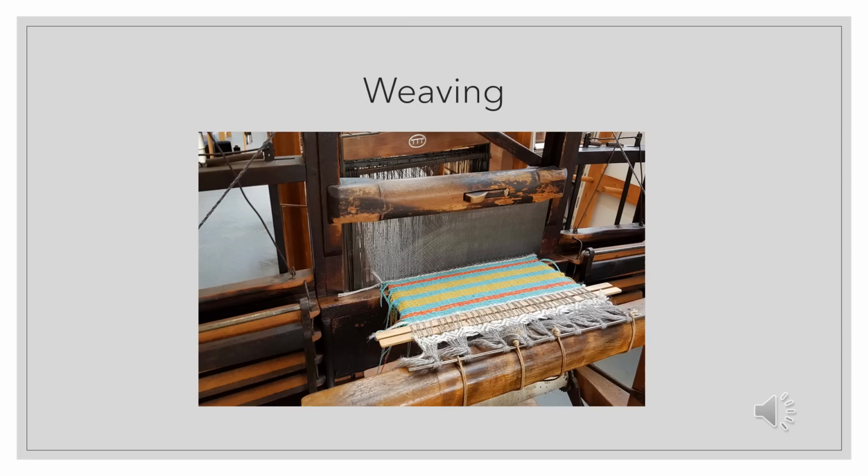An individual thread from the warp, of indefinite length, is called an end. Each individual length of weft, extending from one edge of the cloth to the other, is called a pick, or shot. Consecutive picks are usually consecutive lengths of one piece of weft yarn that is repeatedly folded back on itself.